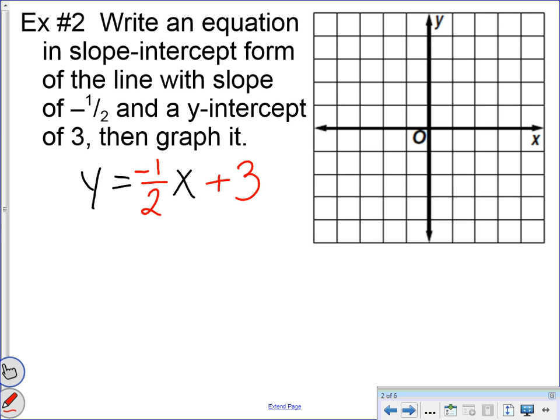So now to start our graph, we're going to go to 3 on the y-axis. You always start on the y-axis. And then we'll go down this time because it's negative, and then right 2. So from our point 3, we go down 1 and right 2. We'll put a dot. And if you have space, you can do this again. You could actually go down one more time and over 2. If you have 3 points, it's much easier to line up your ruler when you're drawing a line.